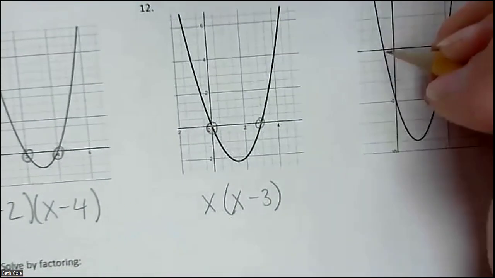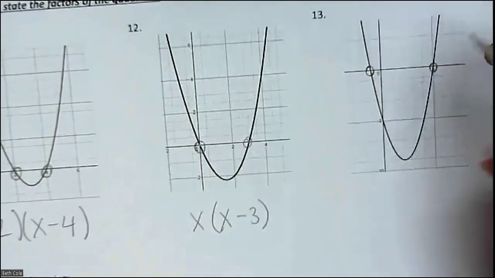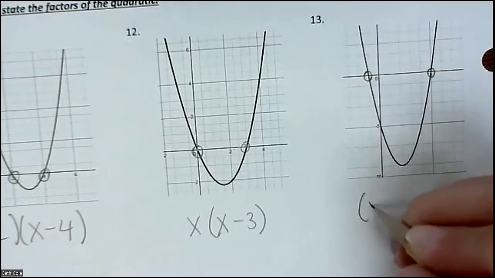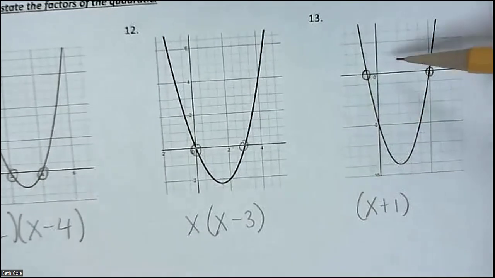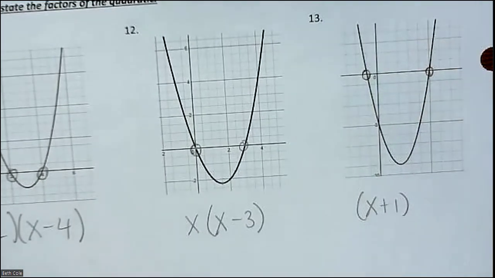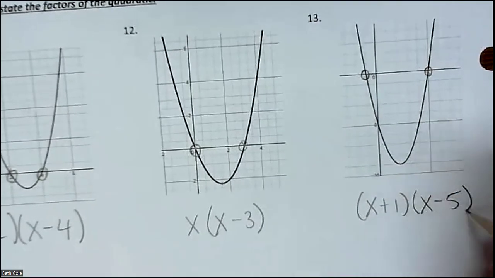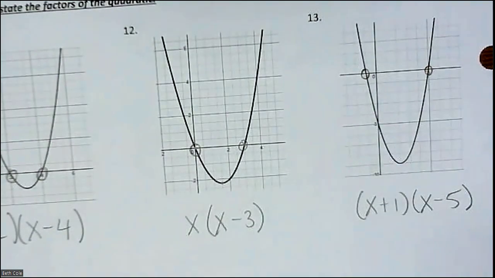And then the last one, what did you guys put? Good, and why is it x plus 1? Because it's at -1, and then is that it? What did you say that was on? 1, 2, 3, 5. So x minus 5. Good. And then the last one, you have to actually do work for.